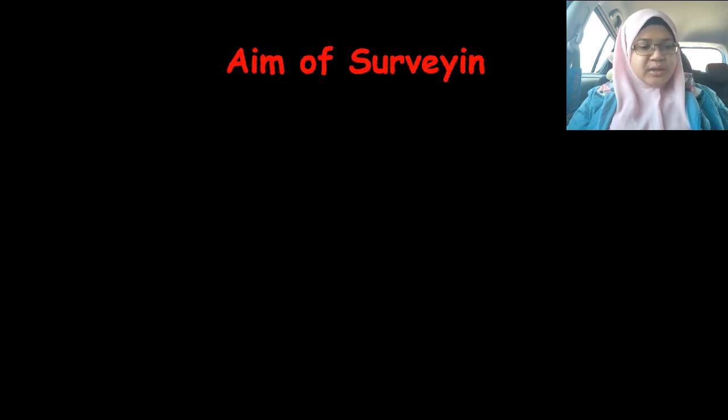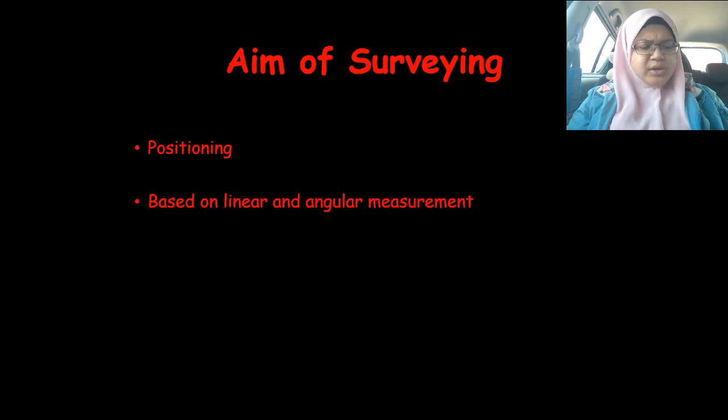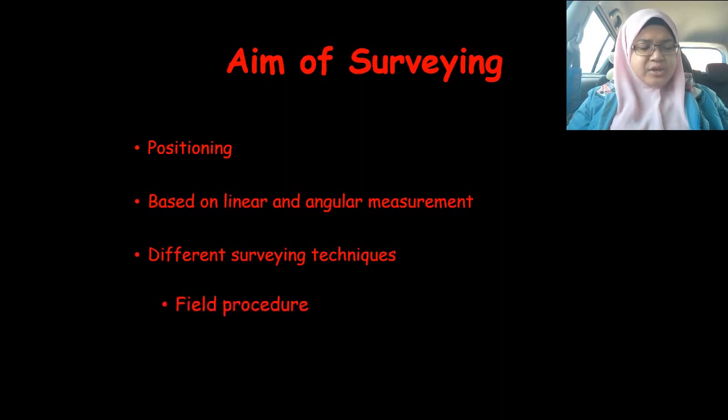So before we start learning about chain surveying, we need to first understand the aim of surveying. Basically, surveying is conducted to obtain positioning. So we need survey to find a position of certain point on Earth. How? By linear and angular measurement. So there are many techniques that can be used in surveying, and each of them differed by their field procedure, the instrumentation, and the unit of measurement.